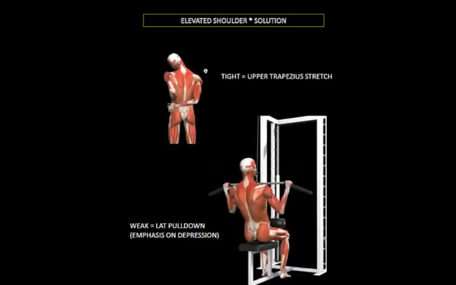Now we can improve this condition by stretching upper trapezius and levator scapula, and encouraging the activation of rhomboids, middle and lower trapezius, which can be done on a lat pulldown, so we can focus on that depression and that medial rotation squeeze point, so really to encourage that squeeze of a lat pulldown.